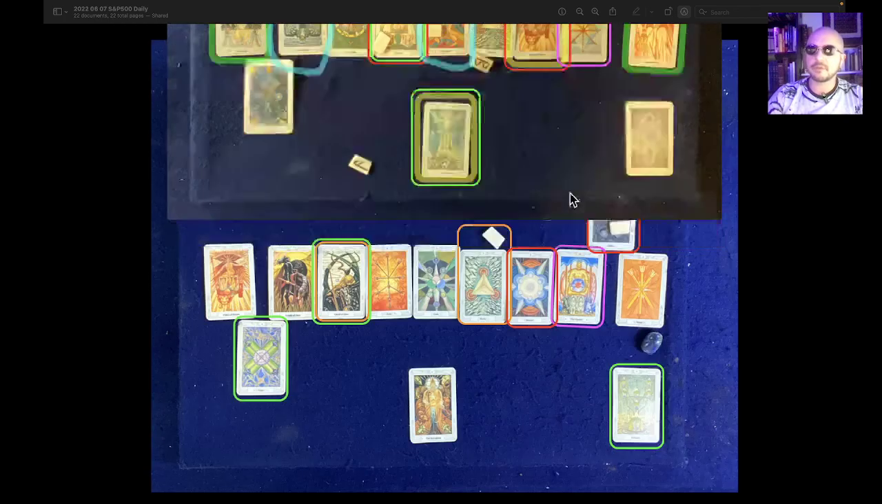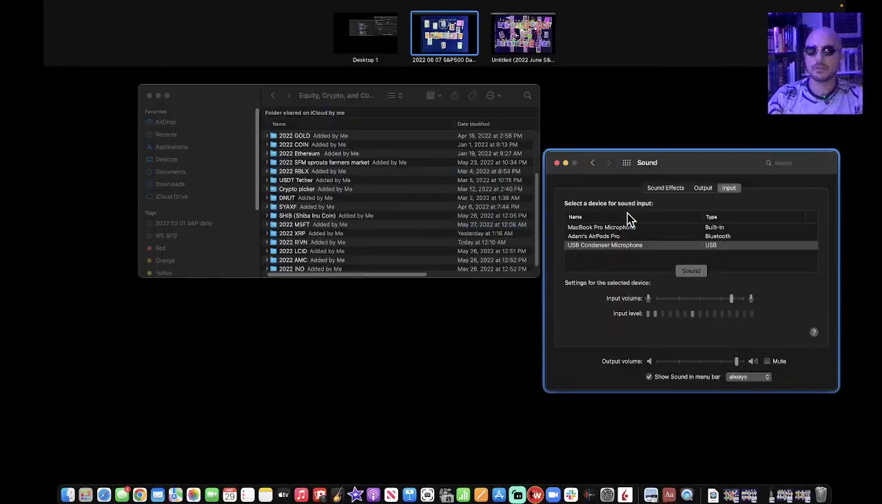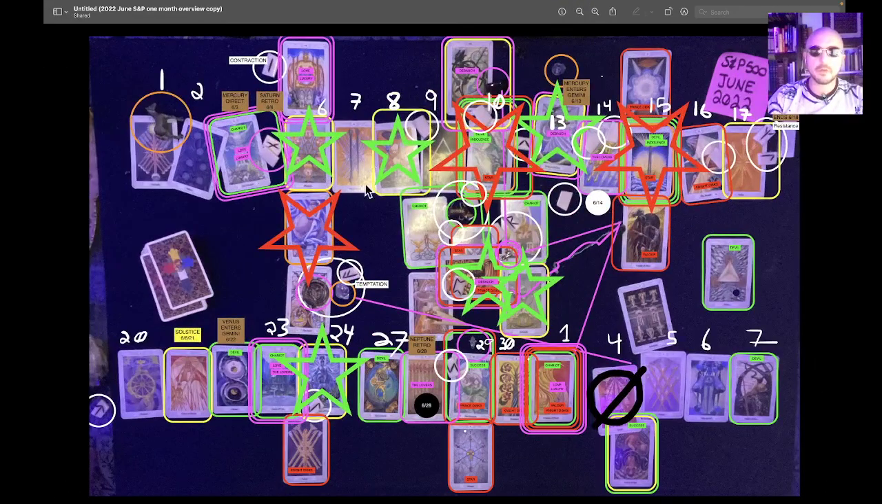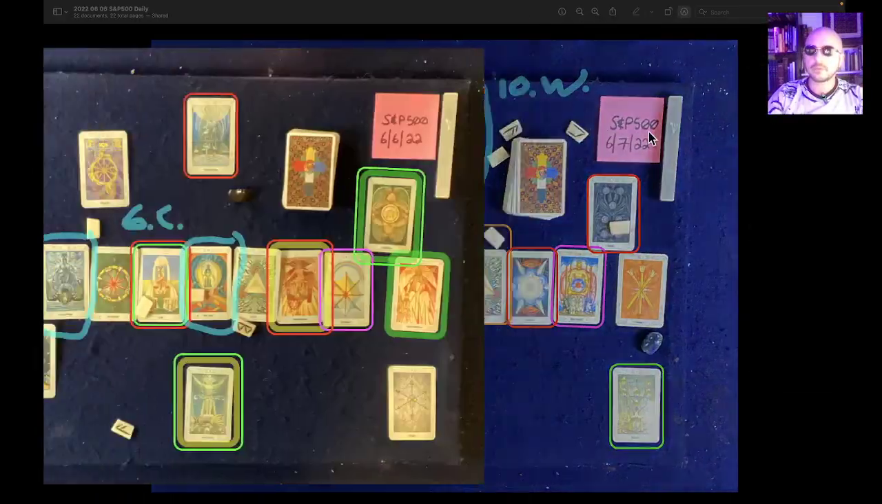That's the 7th, and if we look at the overview for the month, we're range bound on the 7th, so an important price level is definitely highlighted here. And we'll see that on the next one.